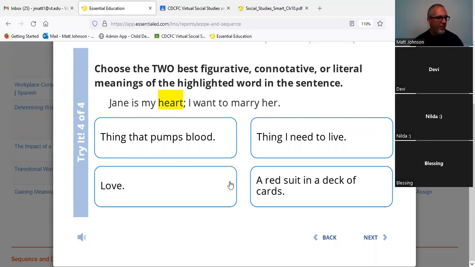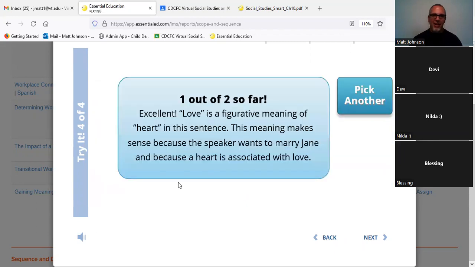It symbolizes love. I also want to point out the use of the semicolon here. They have two independent clauses that they've connected with a semicolon. "Jane is my heart; I want to marry her." But yes, here, heart means love. It's not the thing pumping your blood. It is not the red suit in a deck of cards or the thing that you need to live. Love is a figurative meaning of heart in this sentence. This meaning makes sense because the speaker wants to marry Jane and because a heart is associated with love.